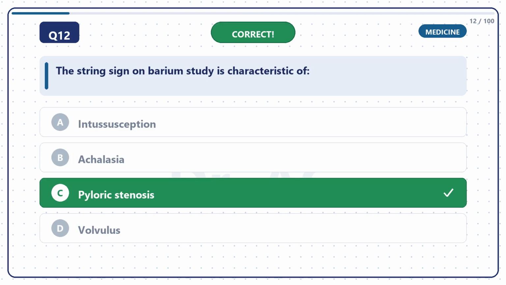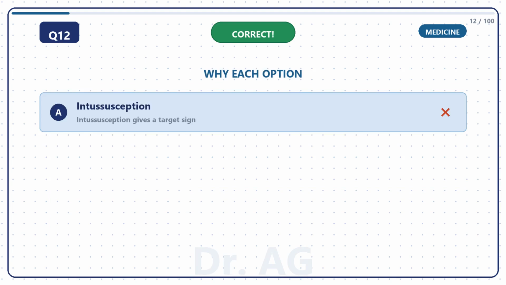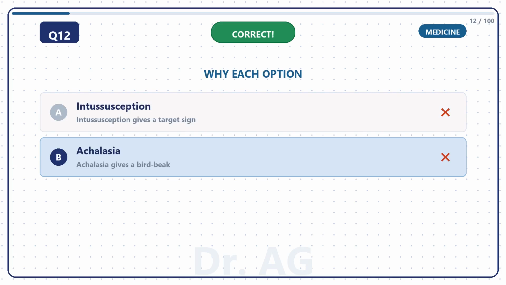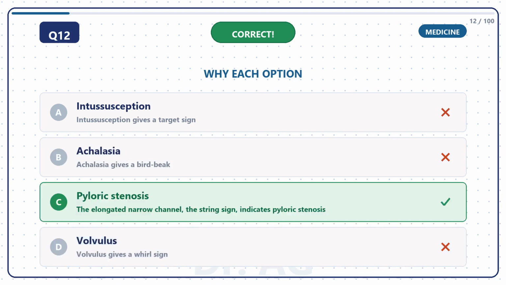The correct answer is option C, pyloric stenosis. Let's go through the options. Intussusception. Intussusception gives a target sign. Achalasia. Achalasia gives a bird beak. Volvulus. Volvulus gives a whirl sign. And the correct answer is pyloric stenosis. The elongated narrow channel, the string sign, indicates pyloric stenosis. So, the right answer is option C.